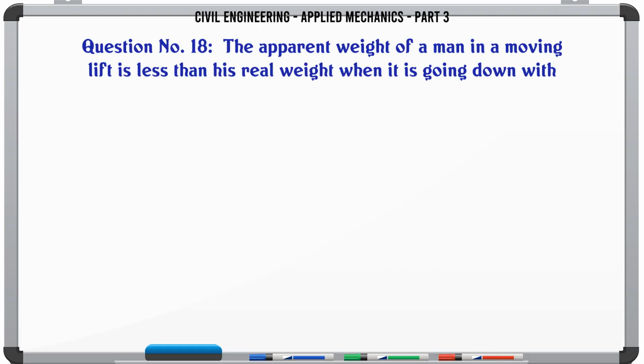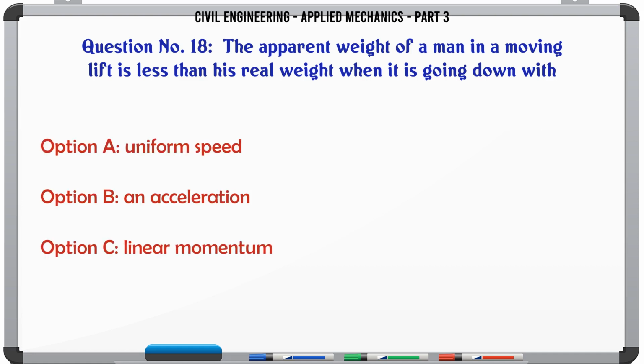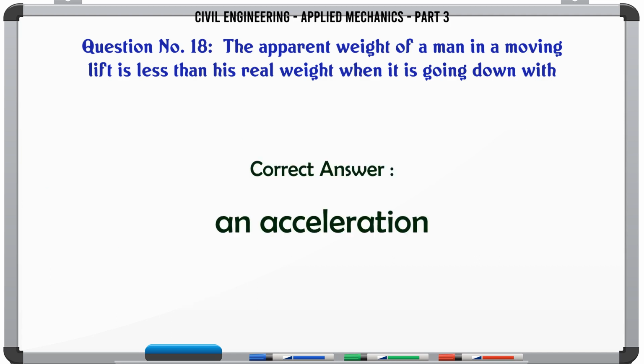The apparent weight of a man in a moving lift is less than his real weight when it is going down with A) uniform speed, B) an acceleration, C) linear momentum, D) retardation. The correct answer is an acceleration.